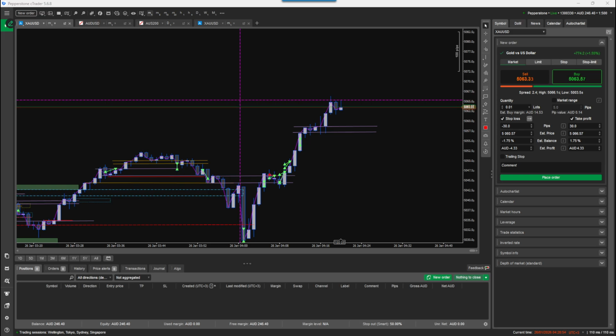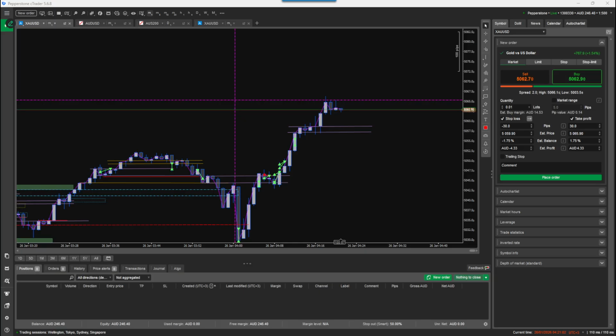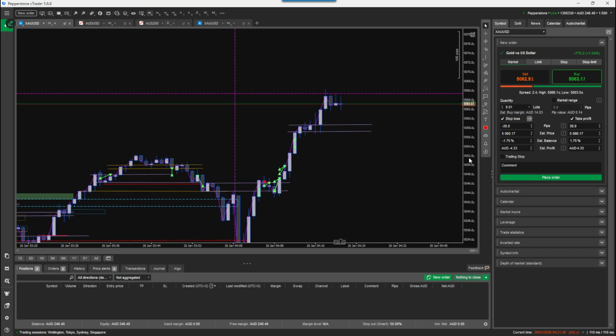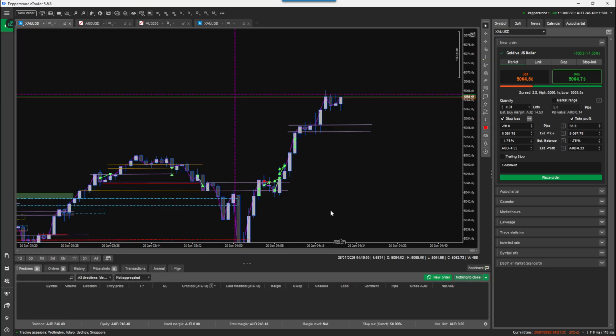Just following it at the moment. Where are we? So we're up here. She's just struggling a bit here at that, was it 64 level? Yeah, and I think it'll dip back and then go, or this could be the end. This could be the end of the run. Yeah, it could be the high of the session, high of the Asian session. Could be.